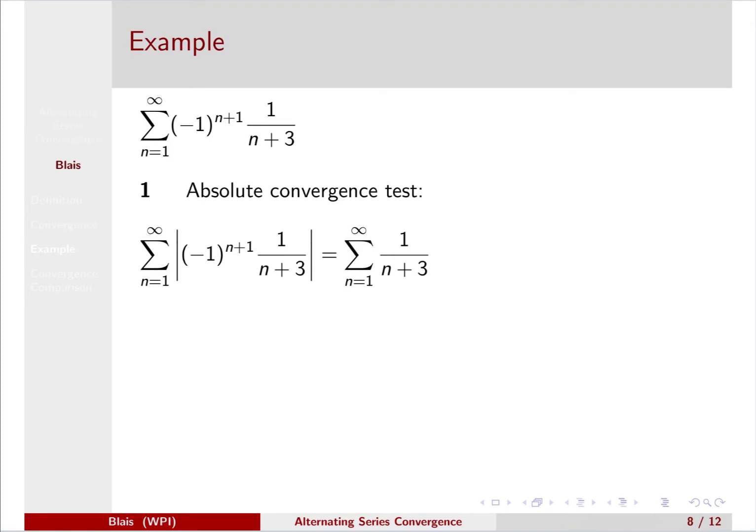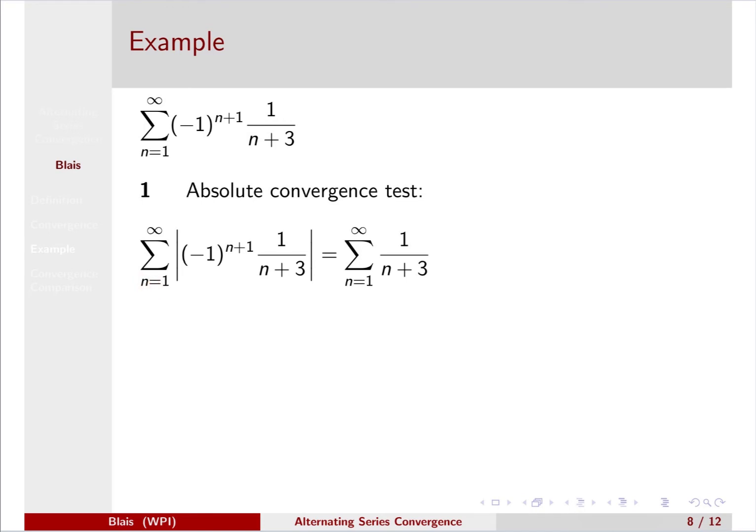Let's look at an example. We have the sum, n goes from 1 to infinity, of (-1)^(n+1) times 1 over n plus 3. So our first step is to check for absolute convergence.